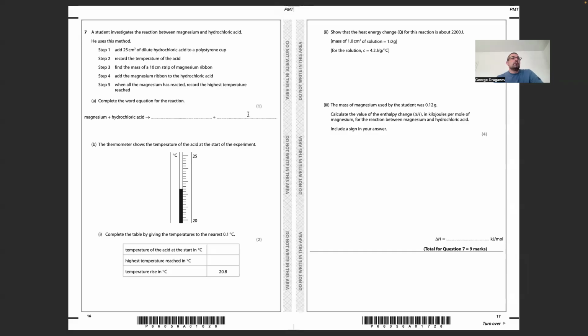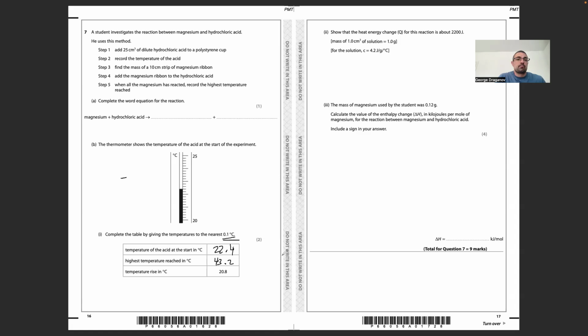So it says, complete the word equation. Metal plus acid makes magnesium chloride plus hydrogen. So salt plus hydrogen. Then it tells me to read off the temperature reading here, the start of the experiment. So let's have a look. So it goes 20, 21, 22, 22.2, 22.4. So it's 22.4 at the start. You always put 1 decimal place for these, by the way. Even if it's 20, you would put 20.0. Now, the highest temperature reached, if the temperature rise was 20.8, we need to add these two numbers together. So we're going to get 43.2.